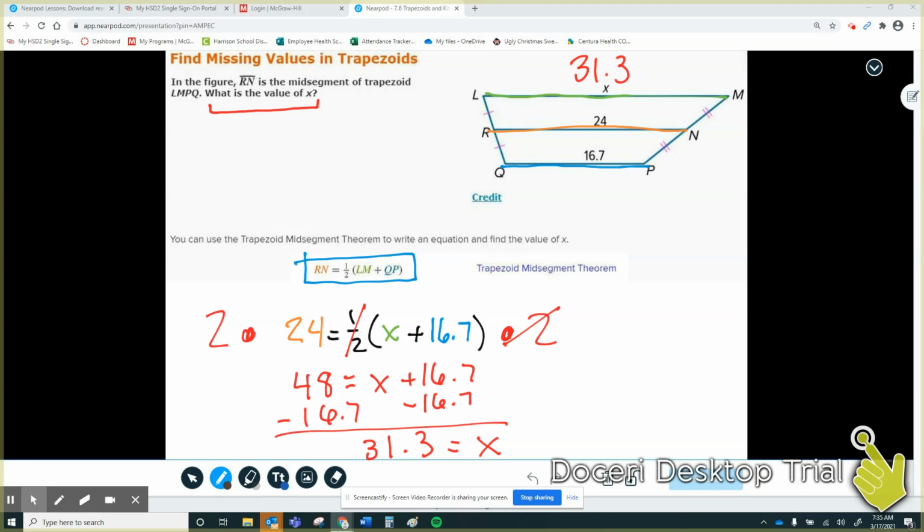So just a little bit of troubleshooting. If we didn't get the right answer, for instance, we can always kind of check. LN is the longest side. If we would have gotten a number smaller than 24 or smaller than 16.7, we know for sure that we did something wrong and we should go back and check our work. So first off, be careful to set up your equation correctly and then solve carefully. Always, to get rid of the 1/2, you can multiply both sides by 2.